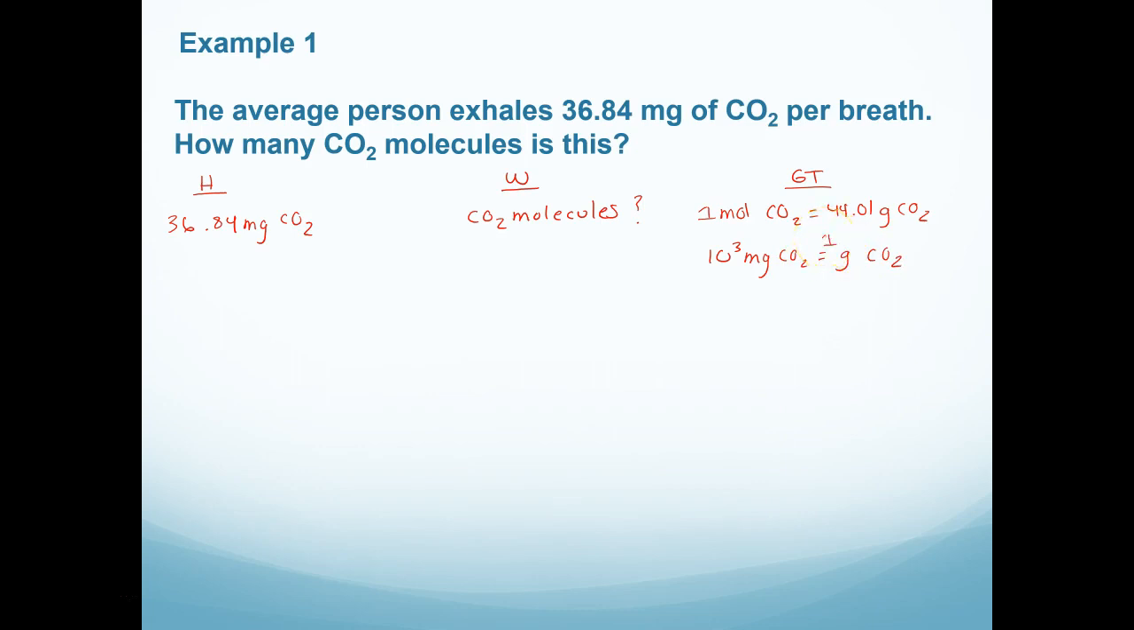My next question, do I see tiny little particles? So do I see the words atoms, molecules, or formula units in my have or my want? And I do. I have molecules here. So that tells me I need Avogadro's number. 1 mole of CO2 is going to be 6.022 times 10 to the 23rd CO2 molecules.